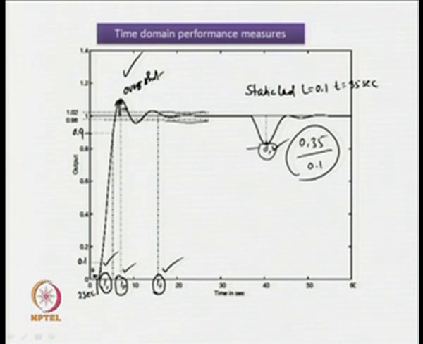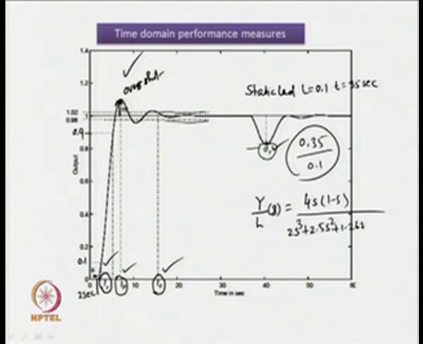loop system are concerned. Why is the load response of this form? To find that, again you need to find the closed loop transfer function with respect to the static load input, which can be given as Y upon L(s) in the form of 4 s (1 minus s upon 2) upon s cubed plus 2.5 s square plus 1.262 s plus 0.262.